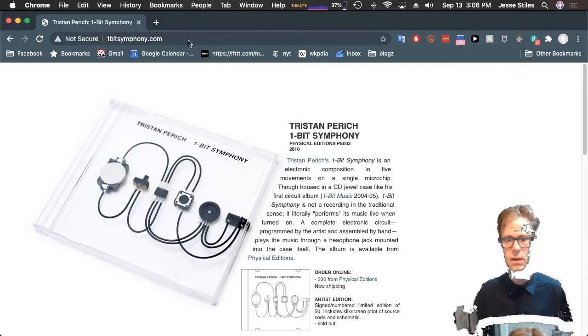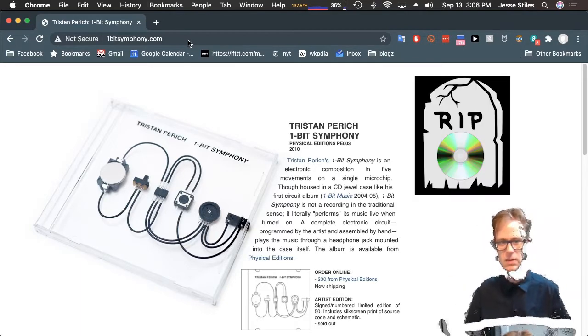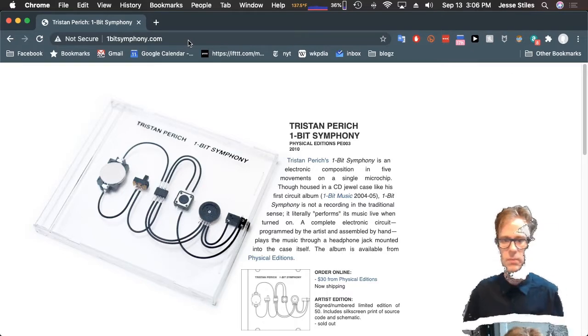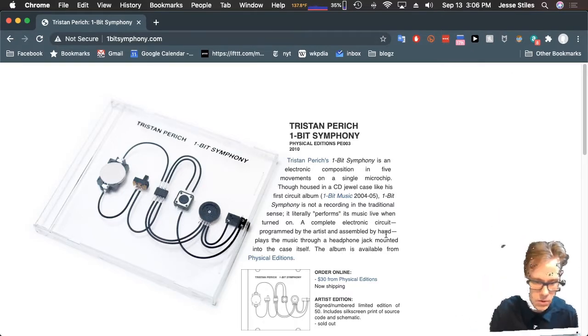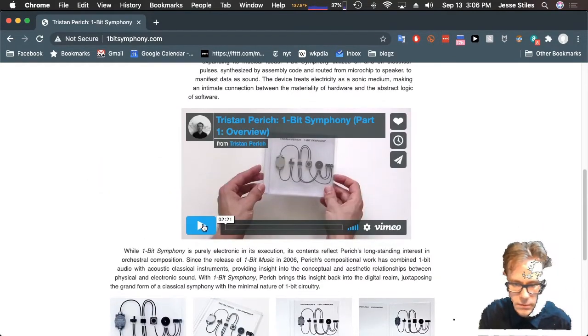So this was a recording that Tristan Parrish produced called the 1-Bit Symphony. It came in a CD box, but there was no CD. It was just a battery with a 1-bit chip that would play the pieces that were composed for it. So let's listen to a little bit of the 1-Bit Symphony.